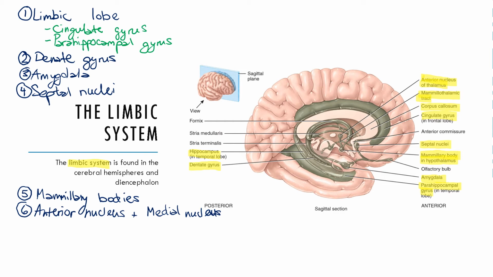The seventh part of the limbic system is the olfactory bulbs.